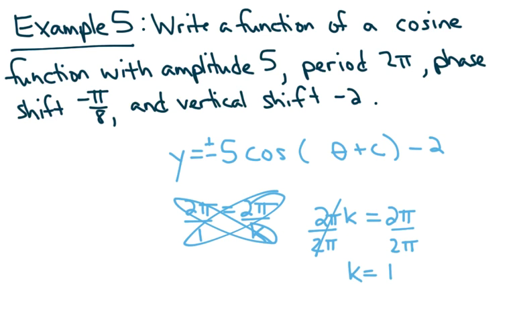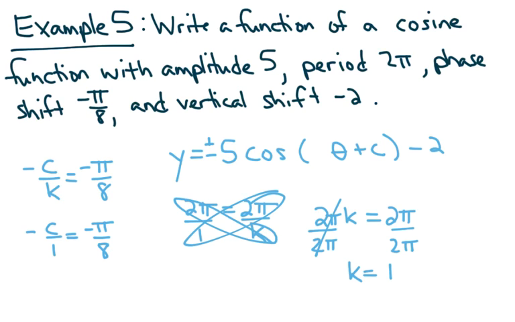Now the fun part is dealing with the phase shift. I'm going to tell you that since the phase shift is equal to negative pi over 8, I need negative c over k, which is what we found out a couple of problems ago that we get when we're finding the phase shift. And we're going to set that equal to negative pi over 8. And the reason you have to find k first is because I know what k is now. I know k is 1. So the only thing I don't know is c.